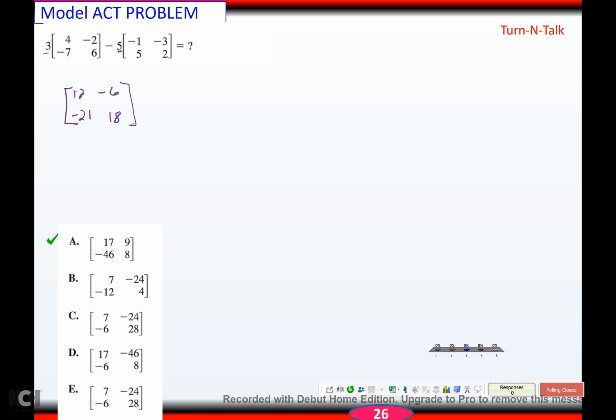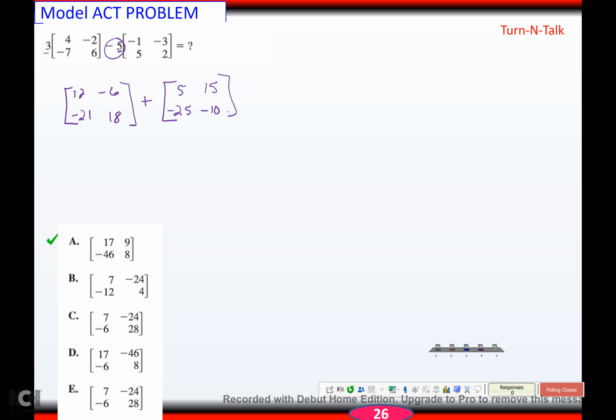Now, you have a couple of choices. You can keep the minus and just multiply by 5, or you can say I'm going to add whatever I multiply -5 by. And I choose to distribute the -5. So -5 times -1 would be +5. -5 times -3 would be +15. -5 times 5 is -25. -5 times 2 is -10.